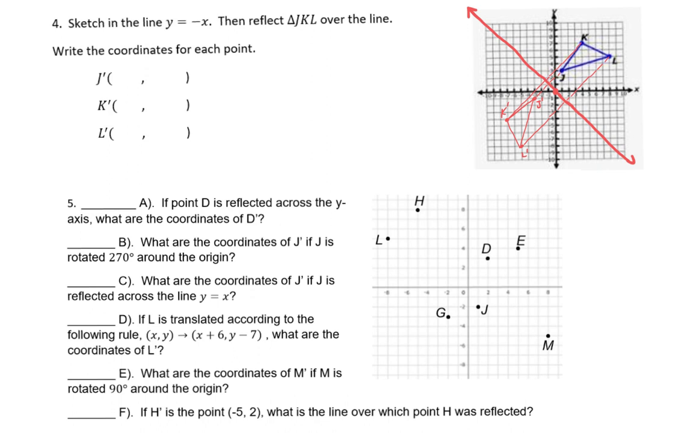All right, and that should look like a nice mirror image. Cool, looks good. And the coordinates for those points, my coordinates for J prime look like, from the origin, I went left 3 and down 1, so negative 3, negative 1. K prime looks like a negative 7, negative 4. And L prime looks like a negative 5, negative 8.